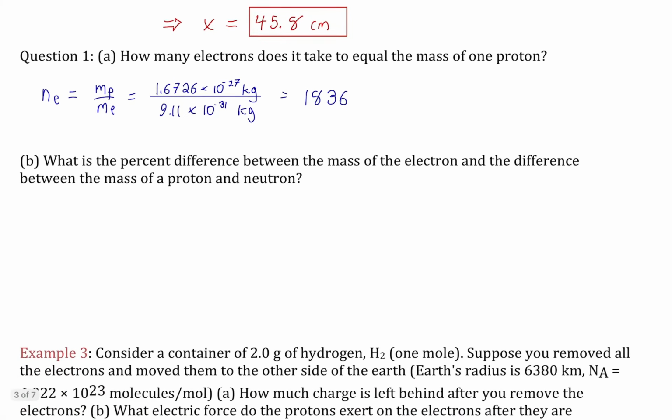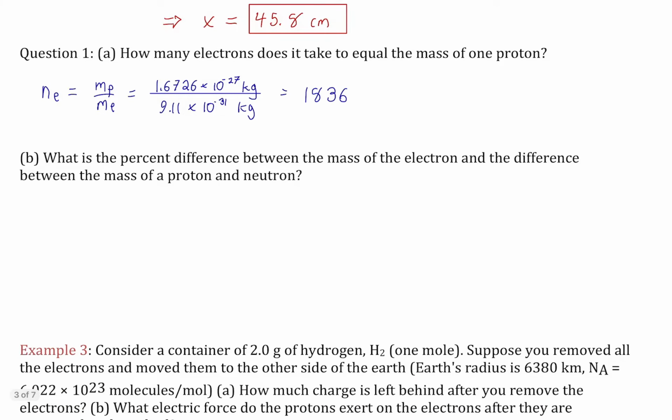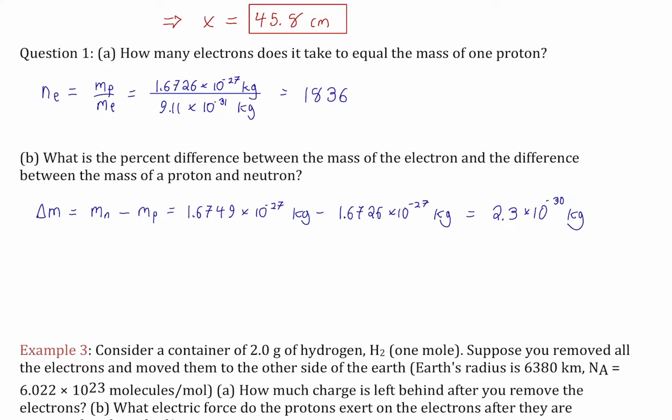What is the percent difference between the mass of a proton and the mass of a neutron? So what am I asking there? Well, remember how I said the neutron is slightly more massive? All right, so let's find that difference. So delta M is just the difference between them, the slightly more massive neutron minus the mass of the proton.